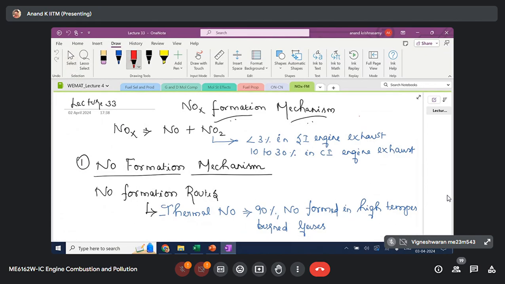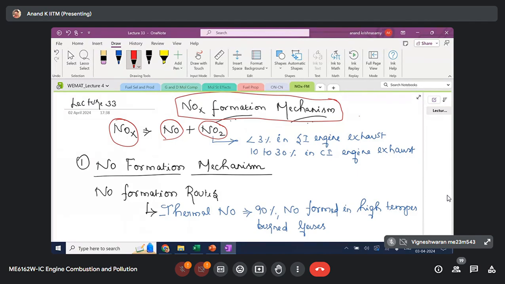Okay, starting with the NOx. So now we are going to start with the formation mechanism for NOx. NOx is oxides of nitrogen. When I say oxides of nitrogen, it can be any oxide, but in IC engine context, we have only two oxides. One is NO, nitric oxide, and the other one is NO2, nitrogen dioxide. These two oxides put together is called NOx, which is one of the objectionable pollutants. Its health effects we have already discussed.